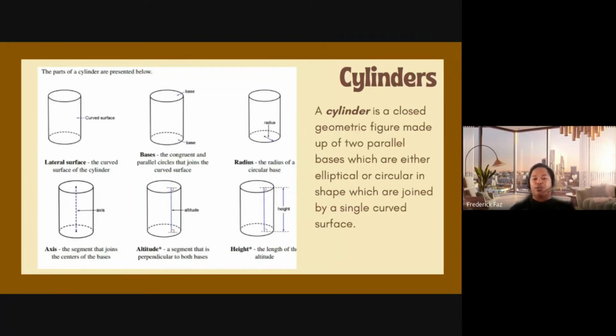Let's come now to cylinder. We have here the parts of a cylinder. We have the lateral surface, so yung curved surface. You have the bases, so yung dalawa po, yung circle, parallel circles po. We have the radius, we have the axis, or we have the altitude, and the height.